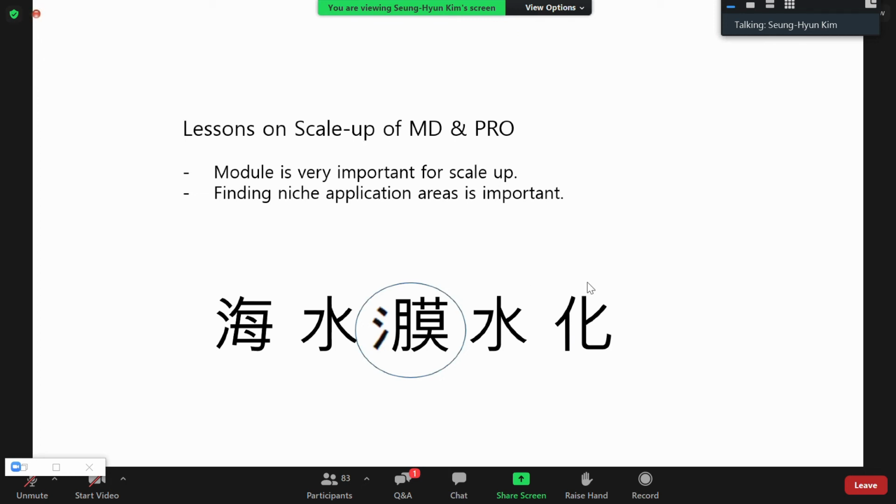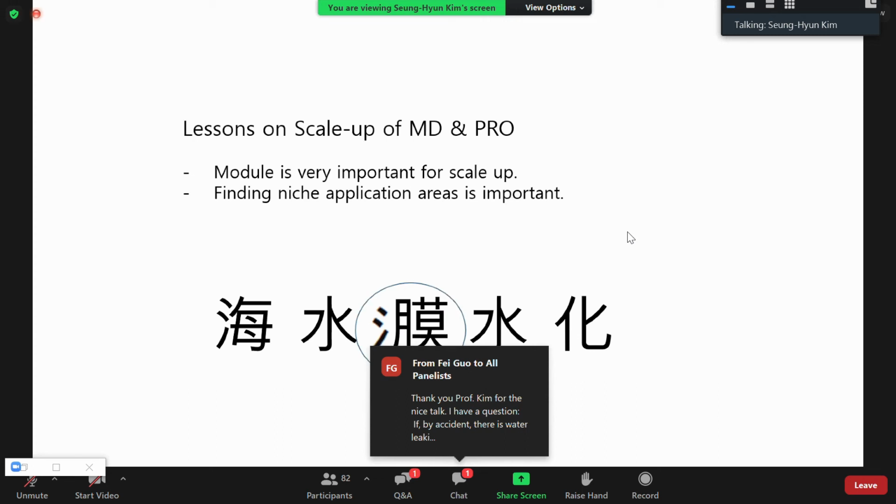And for membrane distillation and PRO, right now RO is a very competitive process. It cannot compete against RO as a primary process. So that's probably the reason we find the application area in brine treatment, and I think we need to find other niche application areas to develop these technologies.